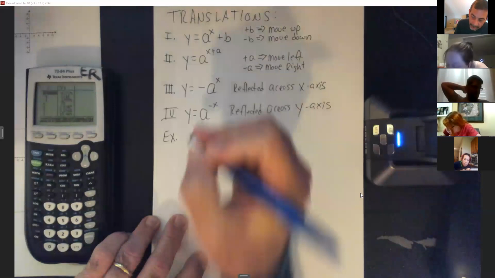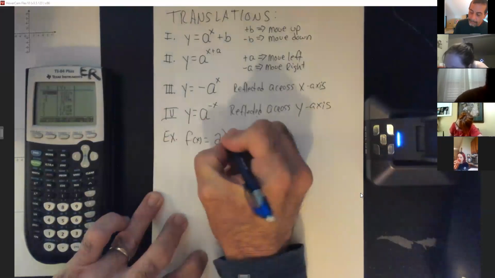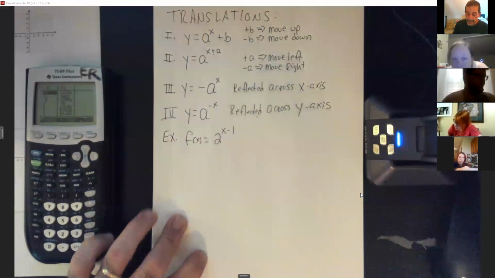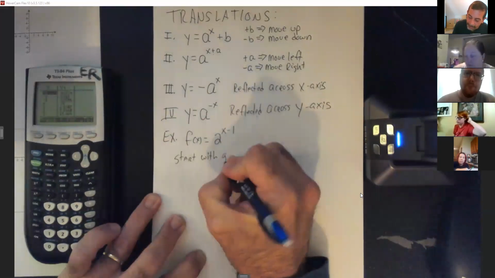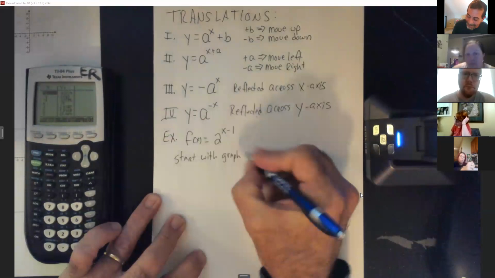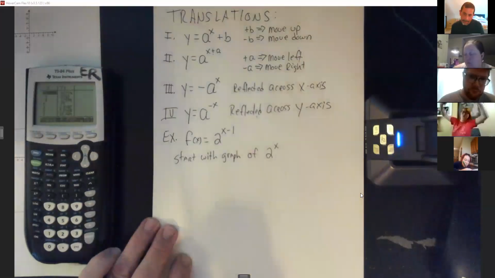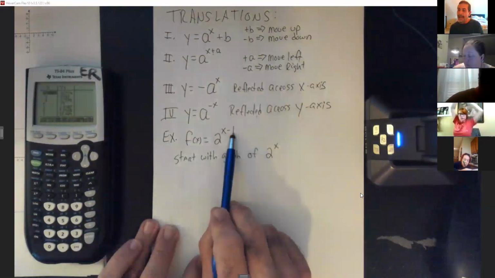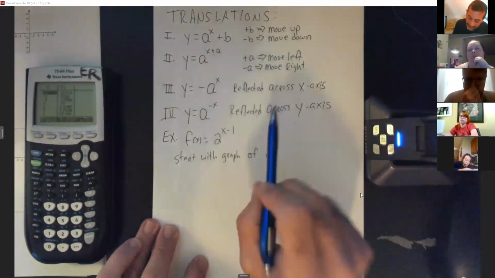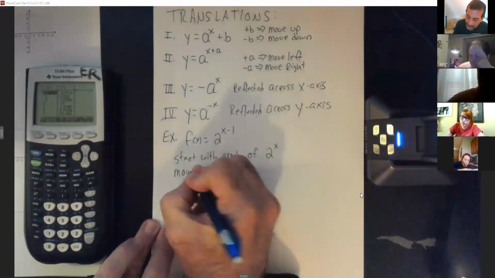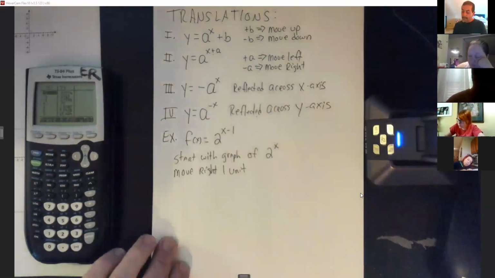So they're going to give us on this first one, f of x equals 2 to the x minus 1. So on this one, you're going to start with the graph of 2 to the x. Now, that minus 1 is up there with the x in the exponent. So remember, when I'm seeing that, it's going to move it to the right. So we move right 1 unit. And then that's it. And then you'll put that answer in.